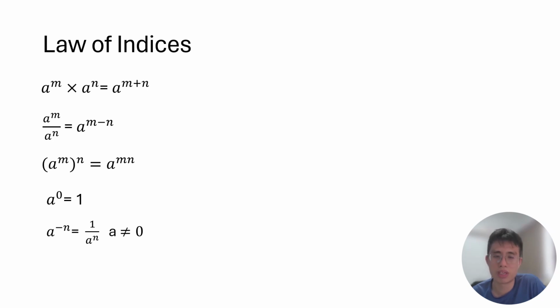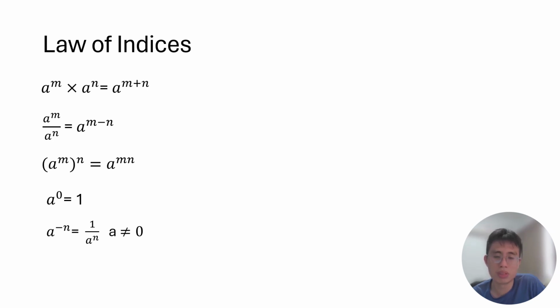Because practice makes perfect. So the first one, a power of m times a power of n equals a power of m plus n, because when you multiply these two numbers and the base is the same, we can just add the indices. Same for the second one. When the same base is divided, using fraction form, you just minus the index, m minus n. And then the third one is just the multiplication.